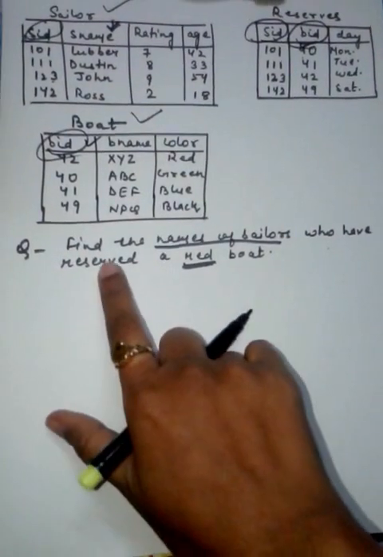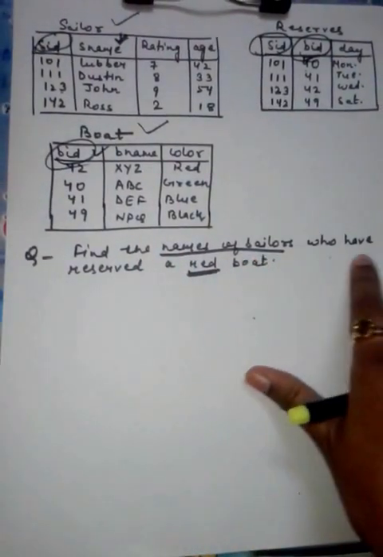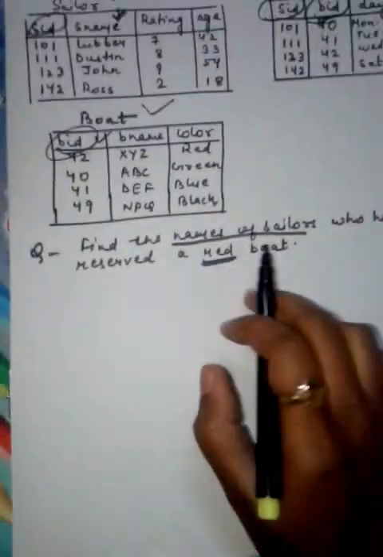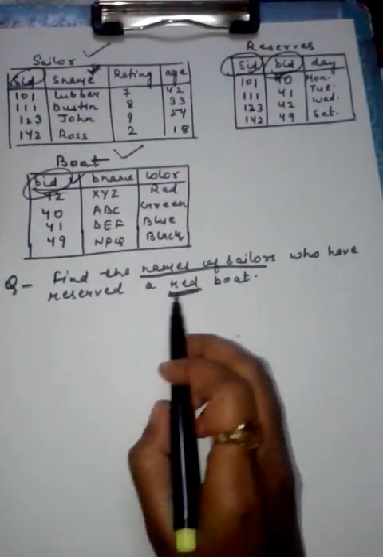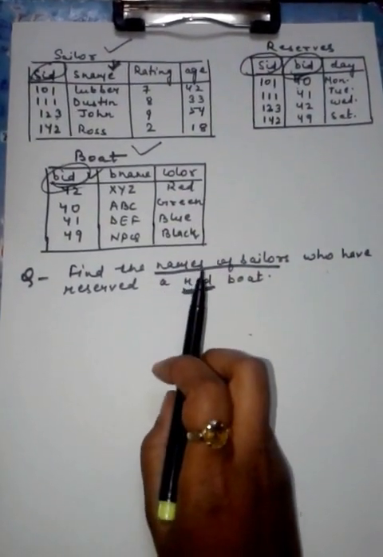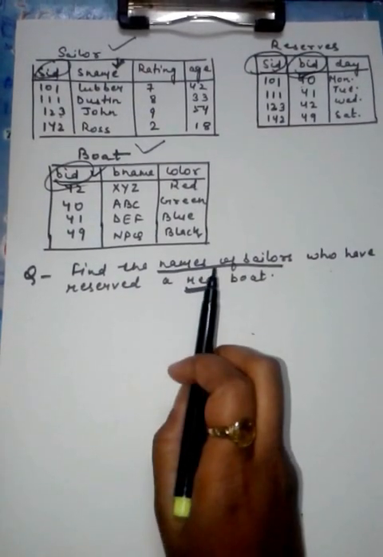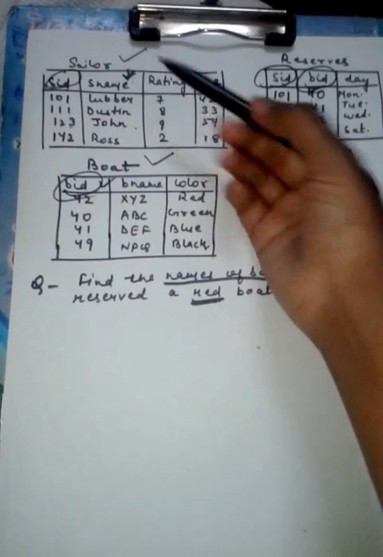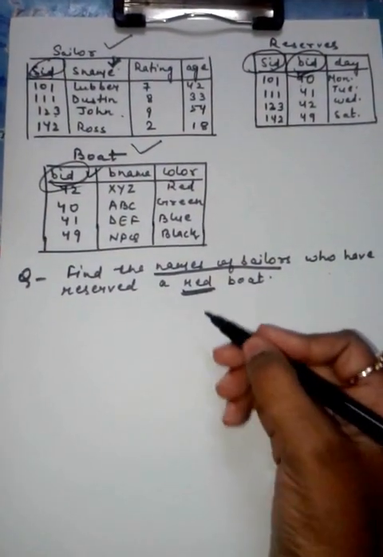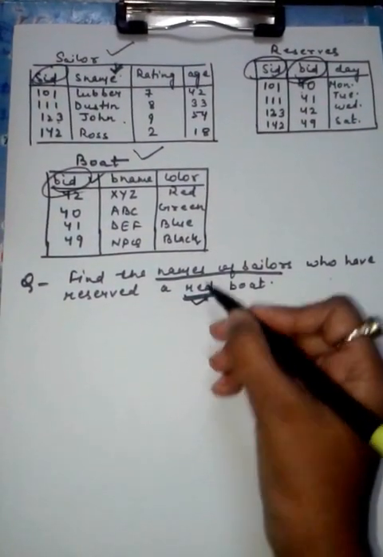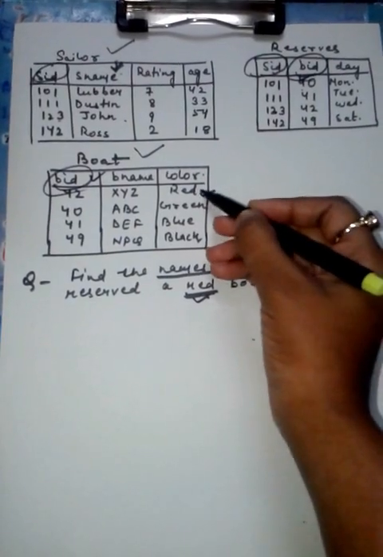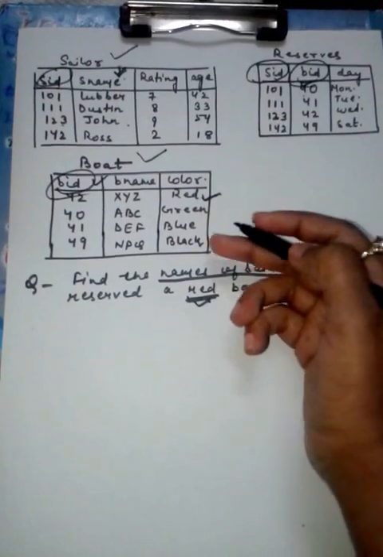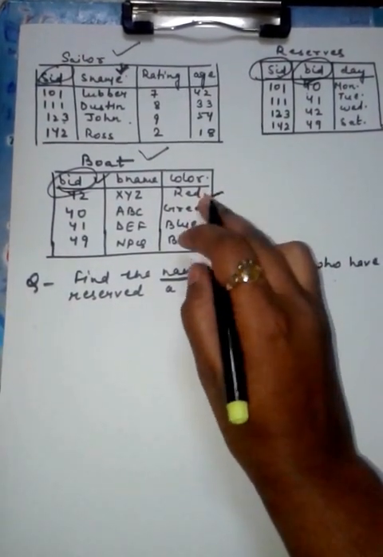The first example is we have to find the names of sellers who have reserved a red boat. So what we have to find here is the name of the seller, which means we have to project the seller name. And what is the condition here? The condition is the red color boat. So we will select the color of the boat, which is red.